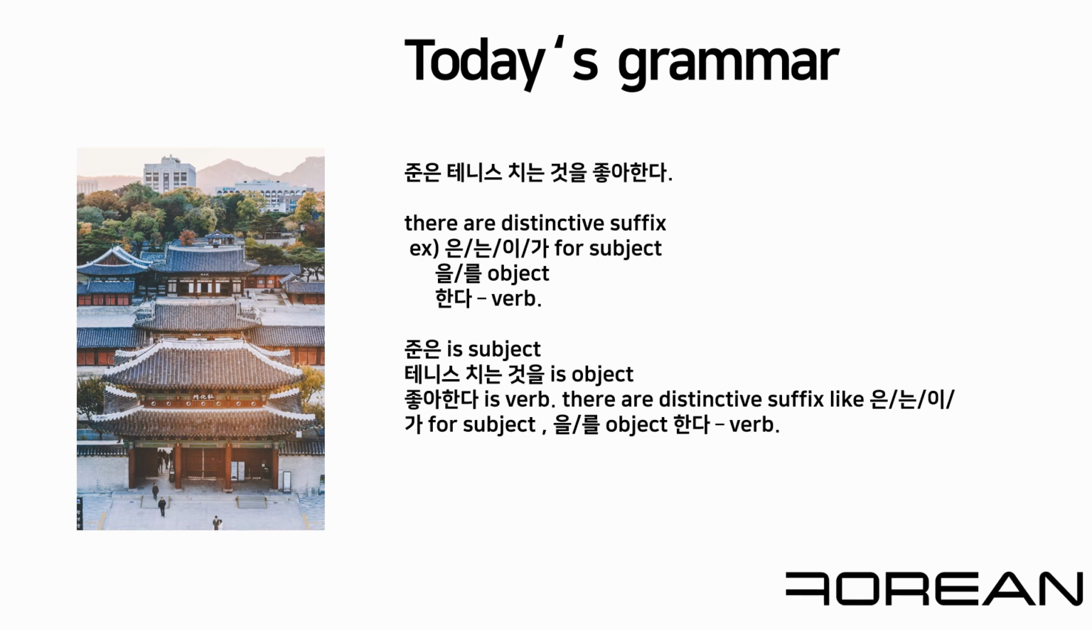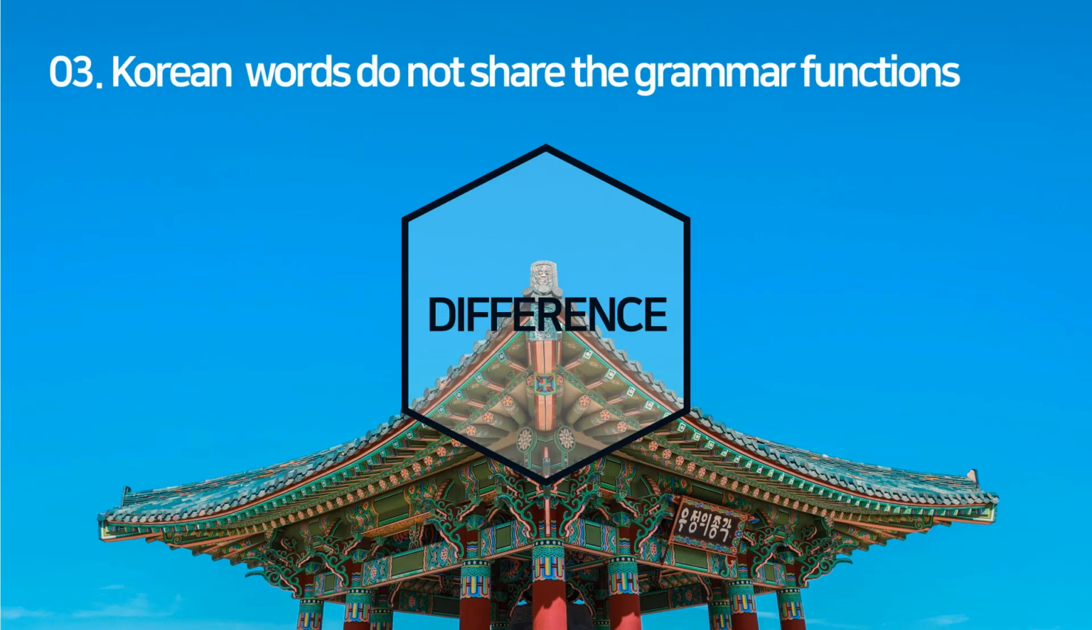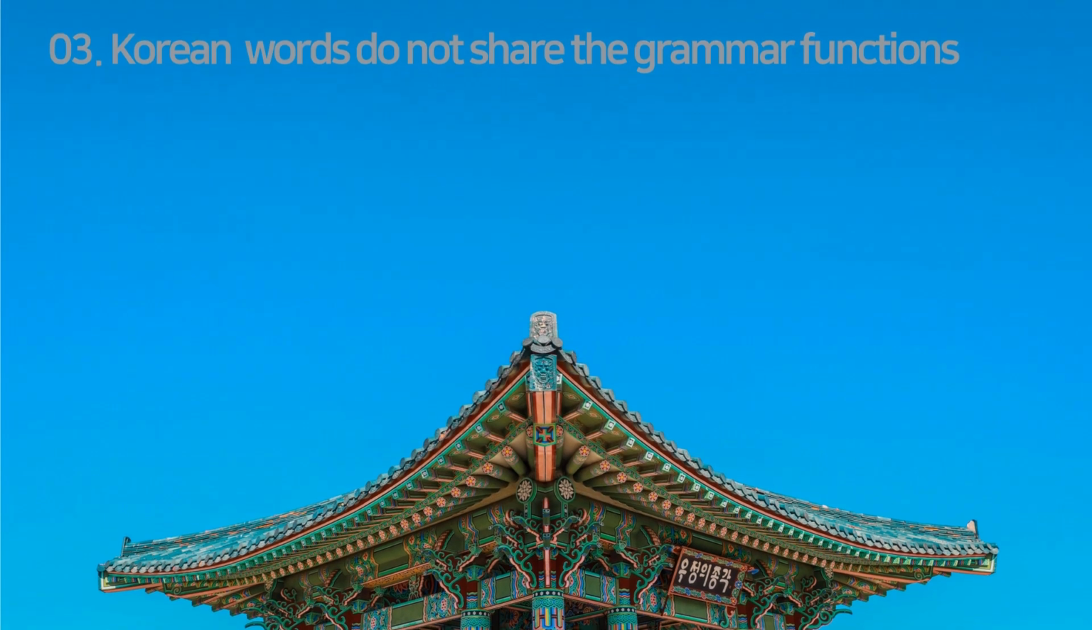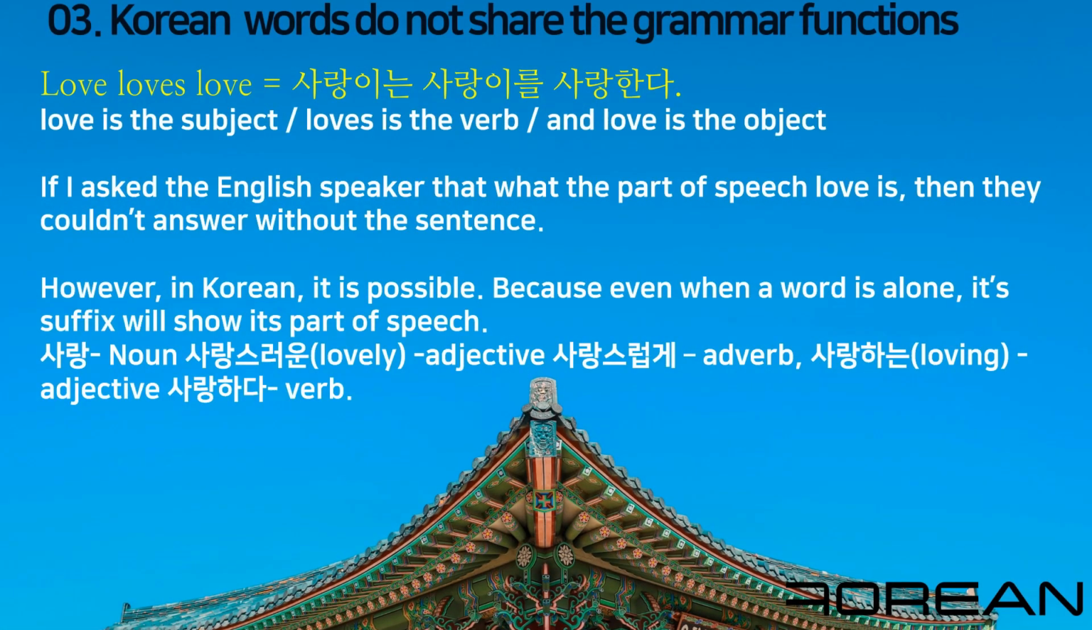This brings us to the third difference. In Korean, nouns, verbs, adjectives, and adverbs all have unique suffixes. Because of this, you can look at the suffix of the word regardless its location in the sentence and figure out what part of speech it is.